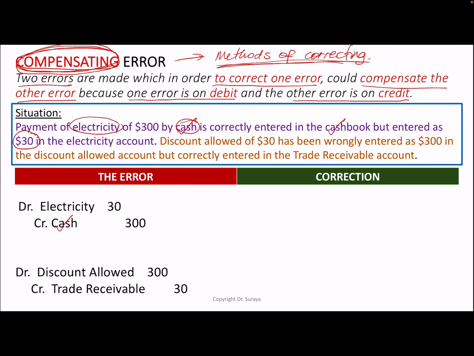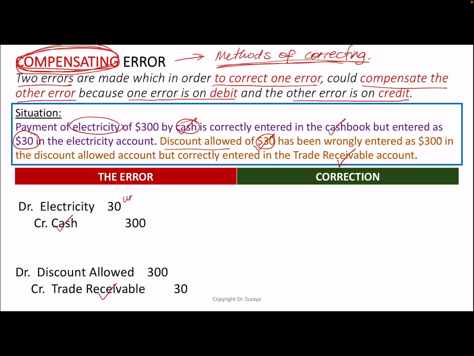Second error, discount allowed of 30 has been wrongly entered as 300 in the discount allowed. So it's the discount allowed that is wrong, but the trade receivable is correct. So again, if it is correct, you don't touch it. So that is only two that you need to correct, which is electricity.